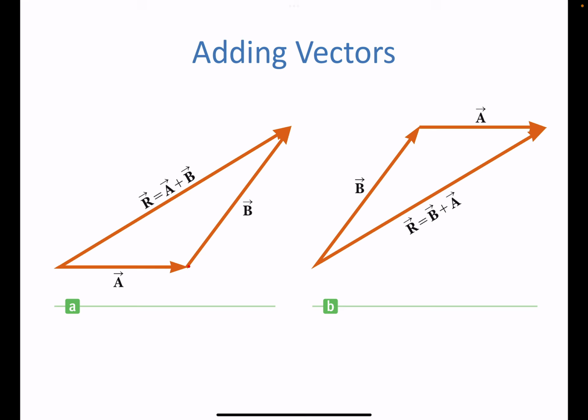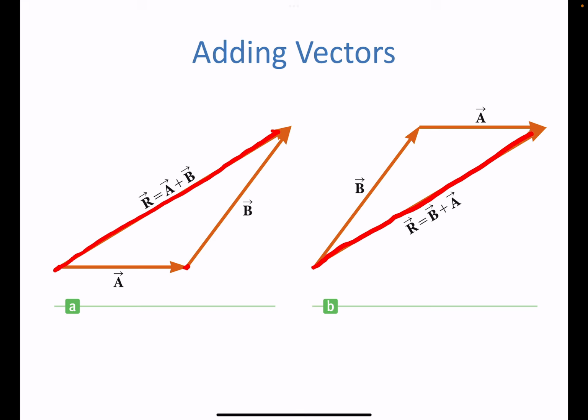We add them graphically by placing them tip to tail. Now pay attention, if we want to add vector A and B, we will put the tail of B onto the tip of A, and then connect the tail of A to the tip of B, which gives us A plus B.